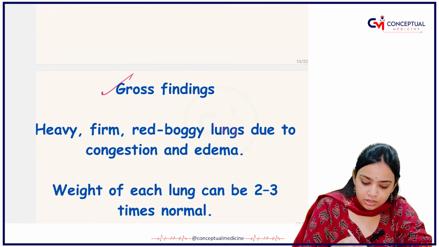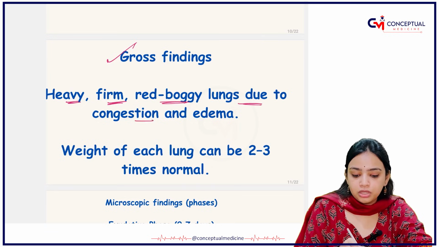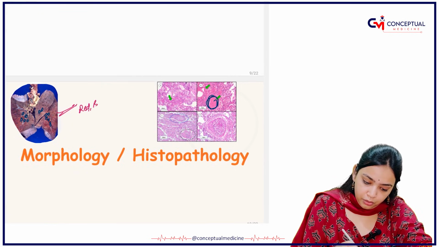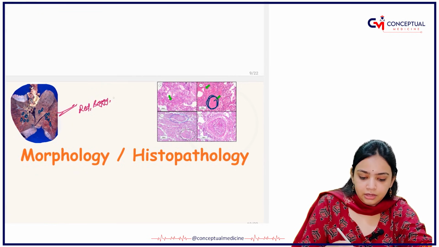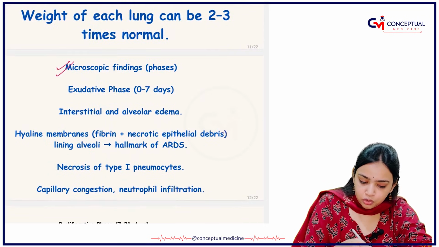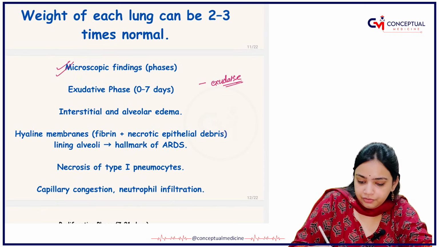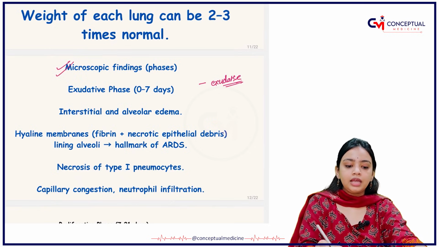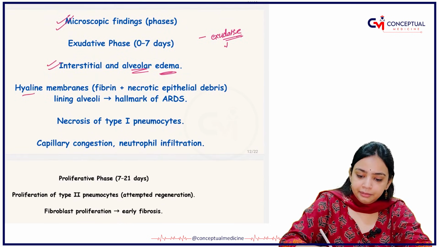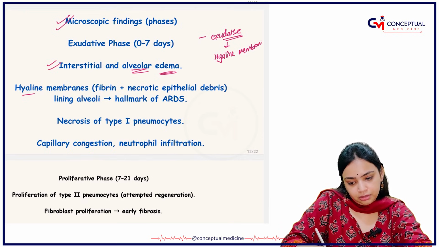Next, we will be studying the gross and the morphological features. In the gross, the lungs will be heavy, firm, red and boggy due to the congestion and edema. You are able to appreciate it beautifully. They are red, boggy and congested. Red lungs, okay. In the microscopic features, there will be the exudative phase of 0 to 7 days. In that, there will be interstitial or alveolar edema. There will be the hyaline membrane.